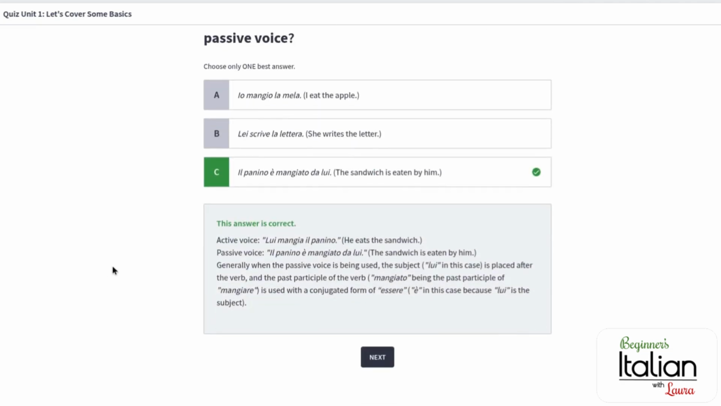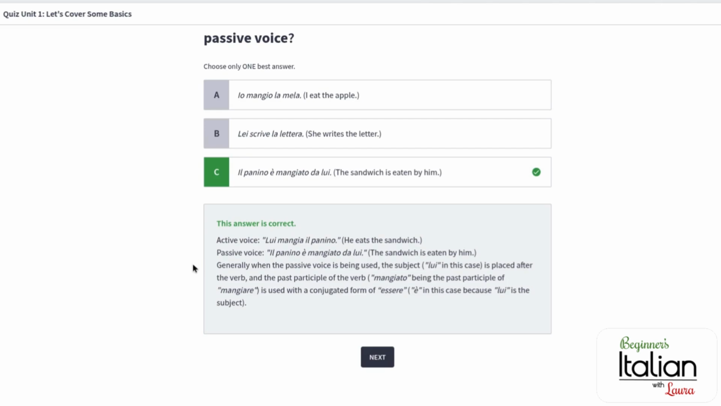Okay, letter C is the correct answer. So in active voice, we'd have lui mangia il panino. He eats the sandwich. But in passive, we have il panino è mangiato da lui. The sandwich is eaten by him.